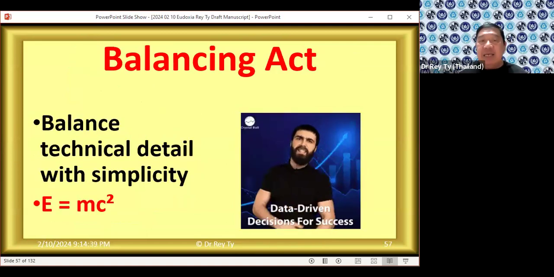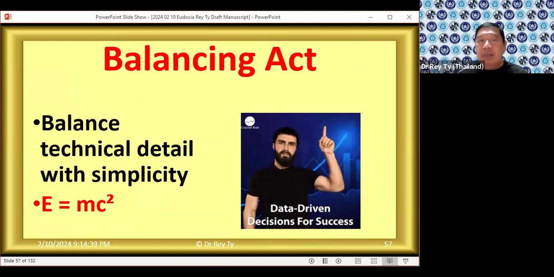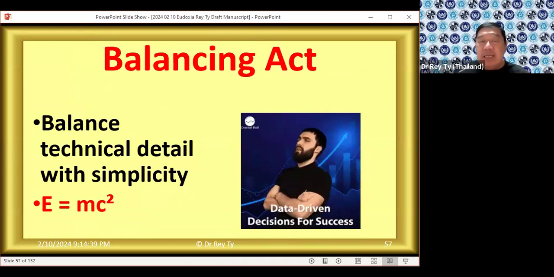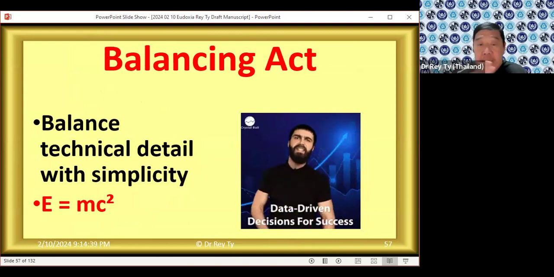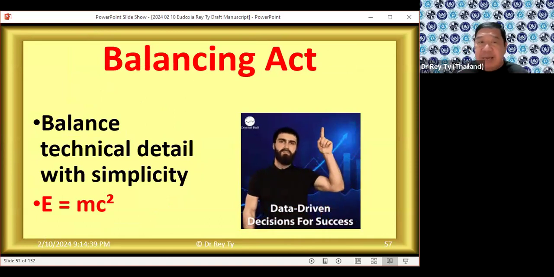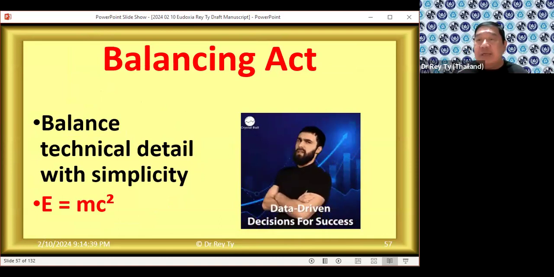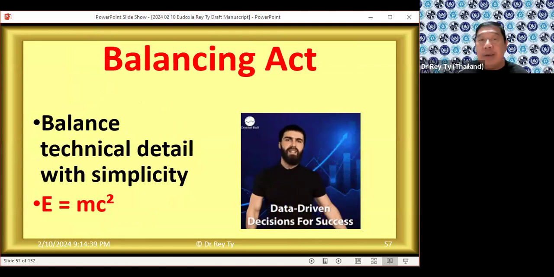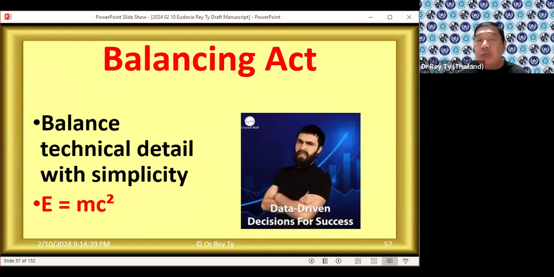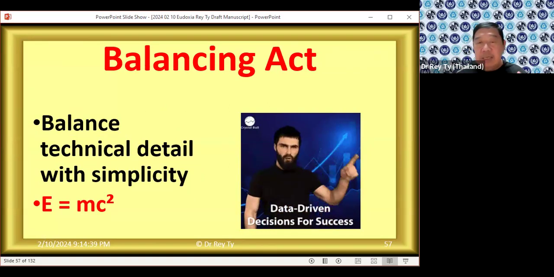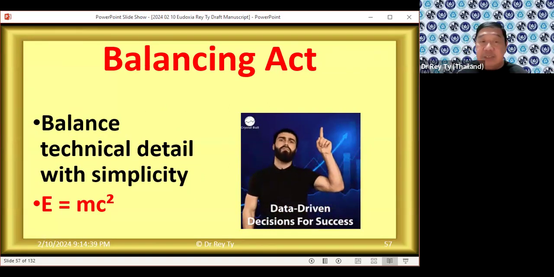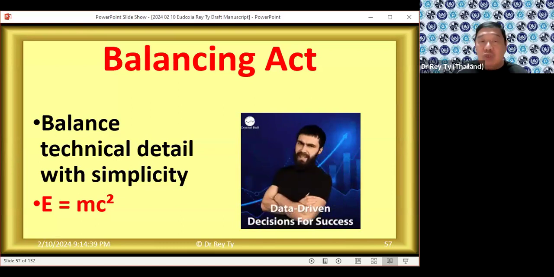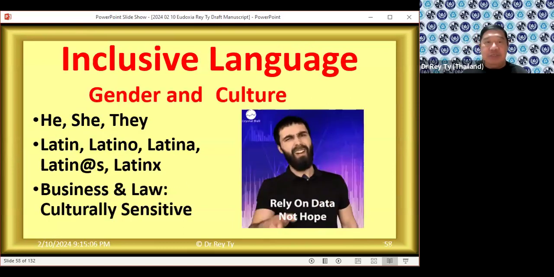And then balancing act. Be simple, but you must have technicality. Look at Einstein. He made in a very simple equation a very complex theory. E equals mc squared. It can be done. So it's called parsimonious and elegant. Einstein's theory is known to be elegant and parsimonious.